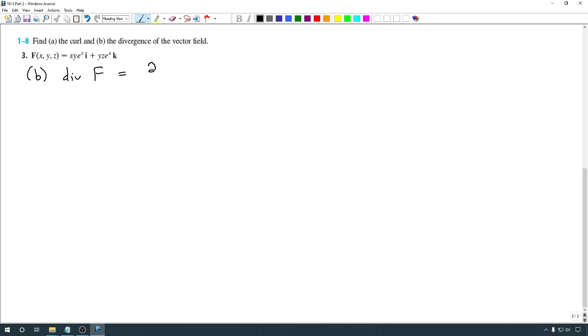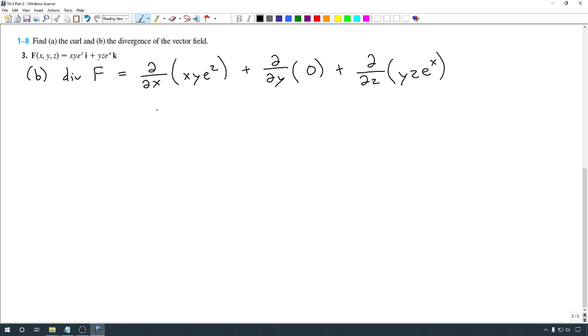Now here, remember the divergence, we take the x derivative of the x component. We take the y derivative of the y component. Here we don't have that. We don't have a j, so the y component is 0. And then we take the z derivative of the z component. And we just add the results together.